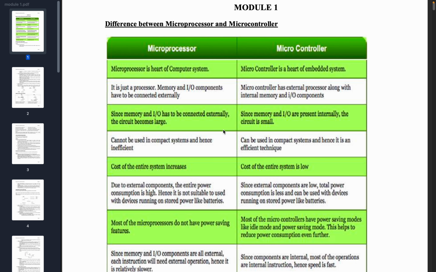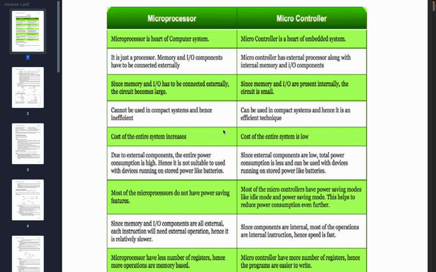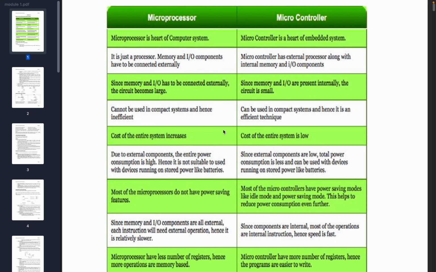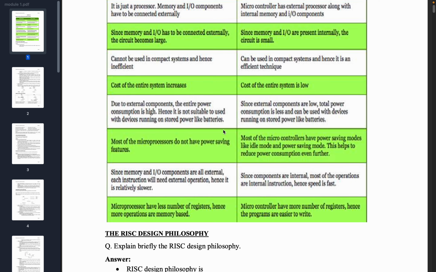The next point: most microprocessors do not have any power saving features, but microcontrollers have a power saving mode, the idling mode, which helps to reduce the power consumption even further. Since memory and input/output components are all external, each instruction needs an external operation, hence it is relatively slower. But in microcontrollers the components are internal and most operations are internal, hence it is fast.